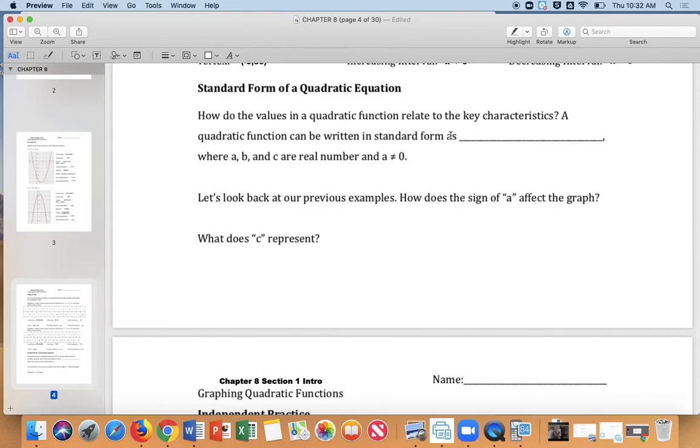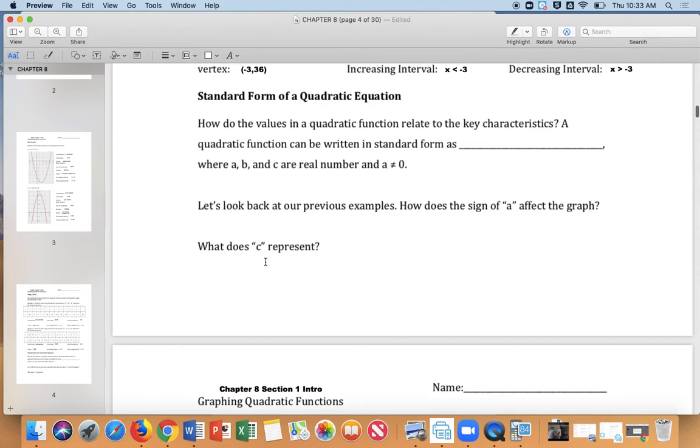It says, let's look back at our previous examples. How does the sign of A affect the graph, and what does C represent? So A is going to represent our opening. Does it open up or down? If it's a positive value, it's going to open up. If it's negative, it's going to open down. And what does C represent? Well, this is going to be my y-intercept.